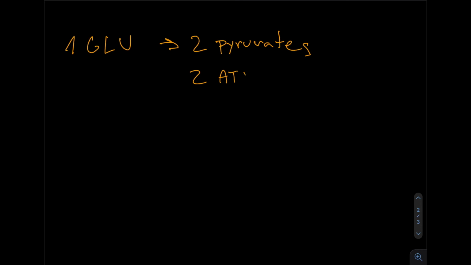Alright, so what do we gain per one glucose molecule? So per one glucose molecule we gain 2 pyruvates, 2 molecules of ATP, and if we are talking about aerobic glycolysis, we get 2 NADH.